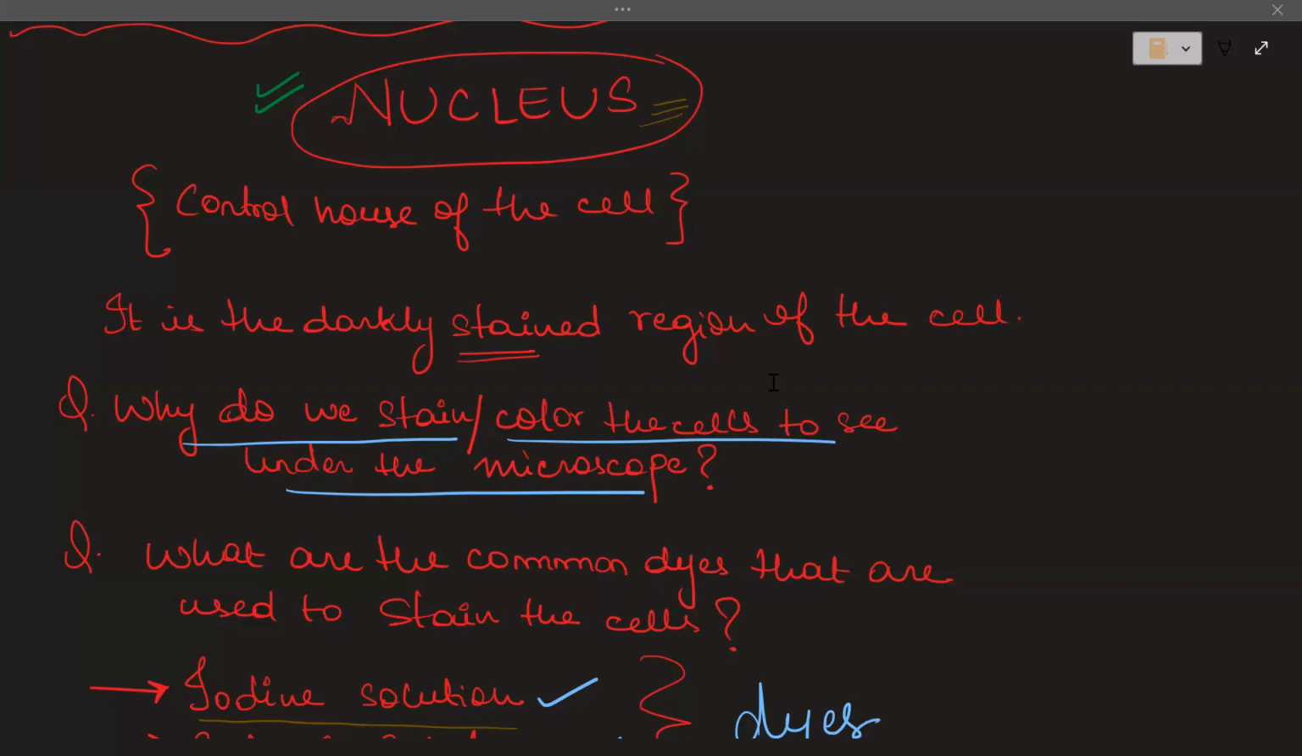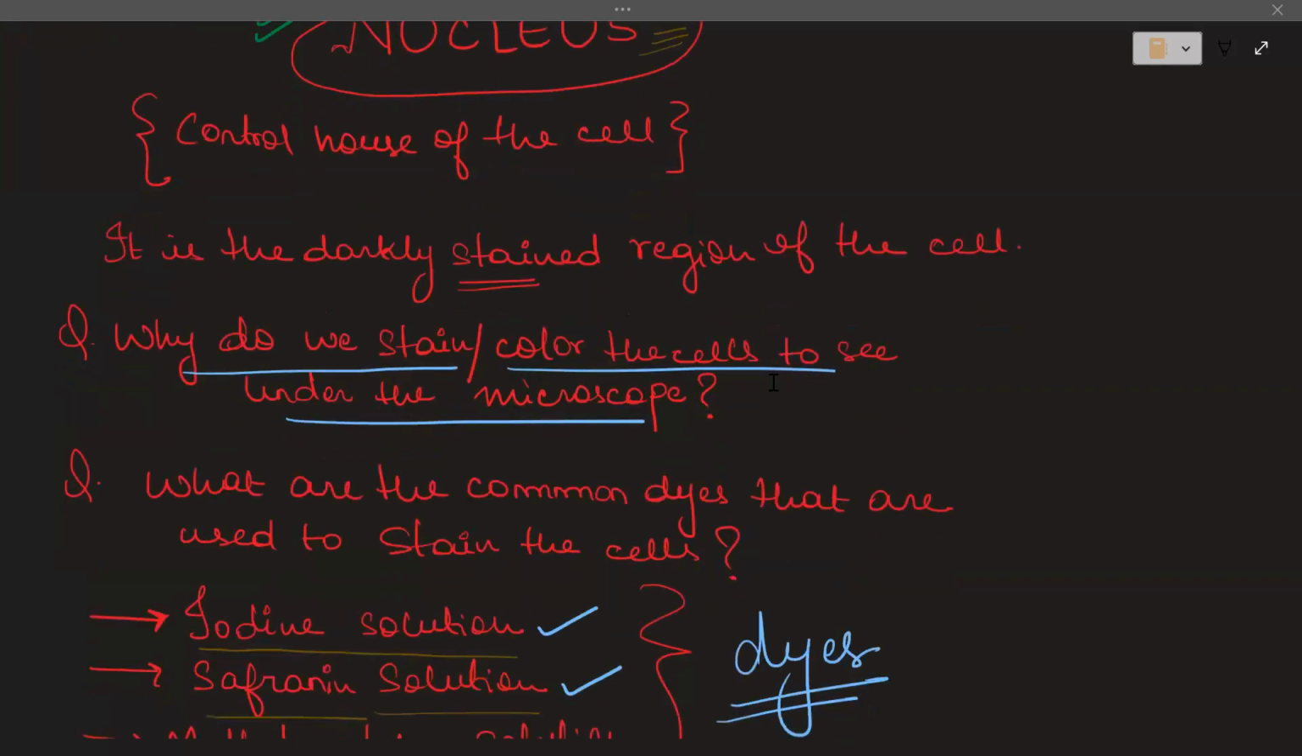Alright, so today we'll talk about the nucleus. Now, the nucleus is also known as the control house of the cell. When the nucleus is seen under the microscope, it can be seen as a darkly stained region. It will stain darkly, and apart from that, we call it the control house because every activity of the cell is actually controlled by the nucleus.